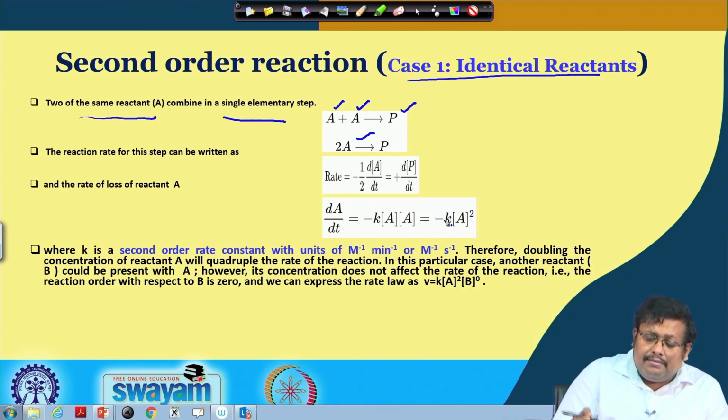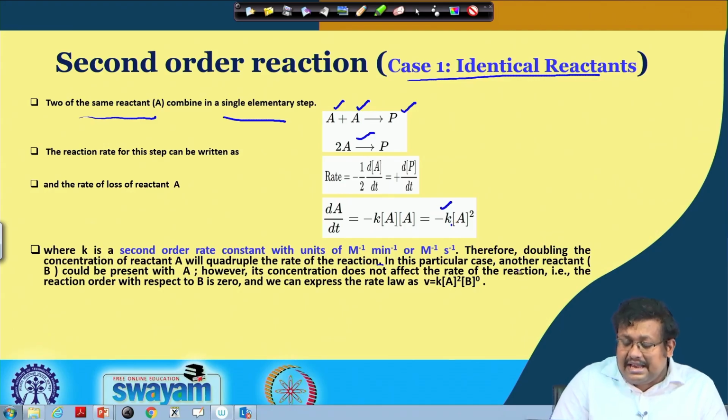So, from here this K is basically a second order rate constant with units of per molar per minute or per molar per second. Therefore, doubling the concentration of reactant A will quadruple the rate of the reaction.